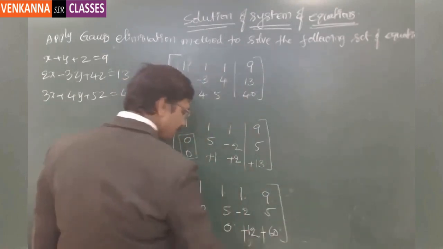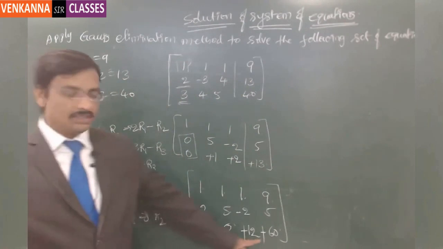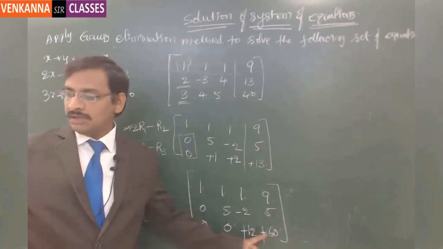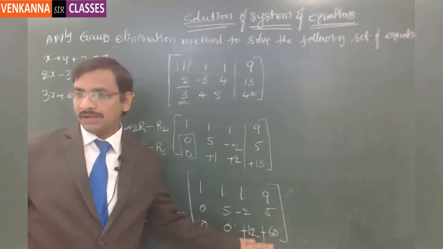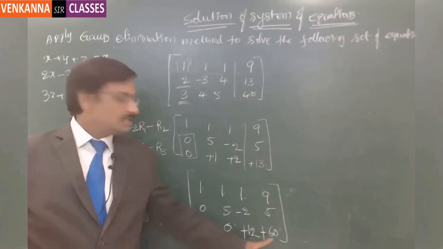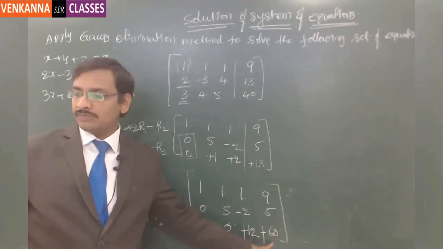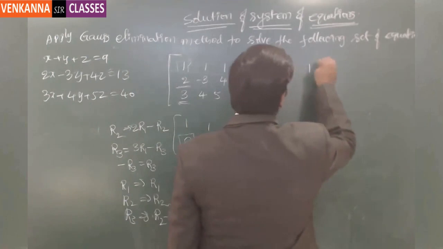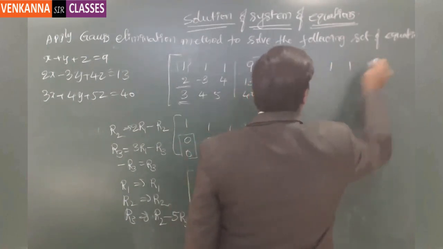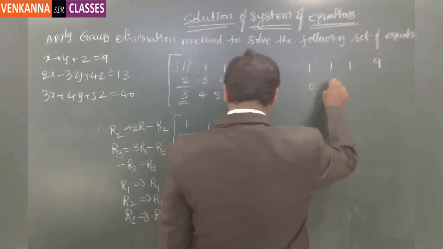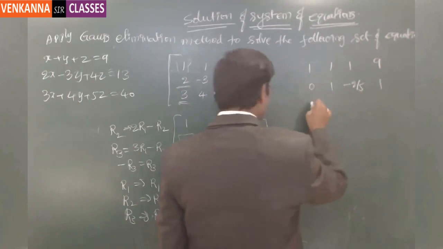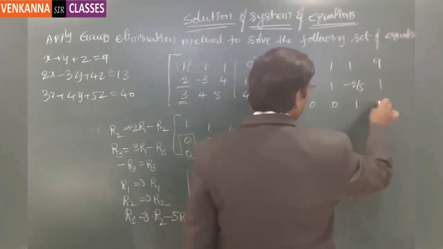So you can again multiply with the negative sign, and then you can keep this value. Now here it is 12 and 60. If there is a common factor, you can cancel it. That means 60 by 12 is 5. So then you can keep 1 here and the next value as 5. So this is 1, 1, 1 and 9, and the next one is 0, 1, minus 2 by 5 and 1, and this row is 0, 0, 1, 5.